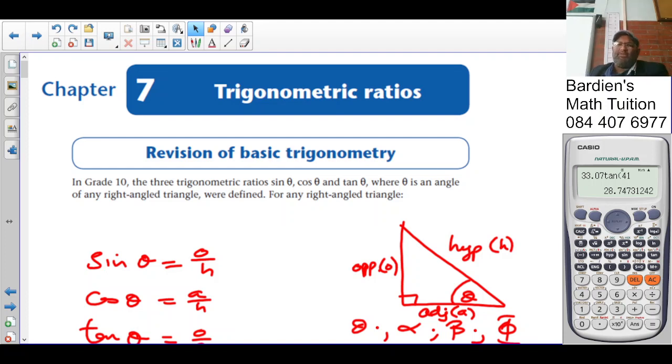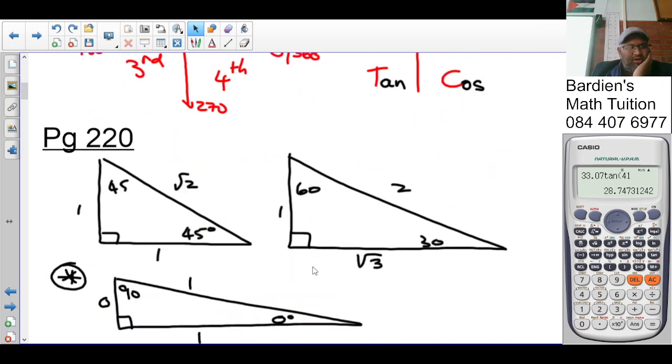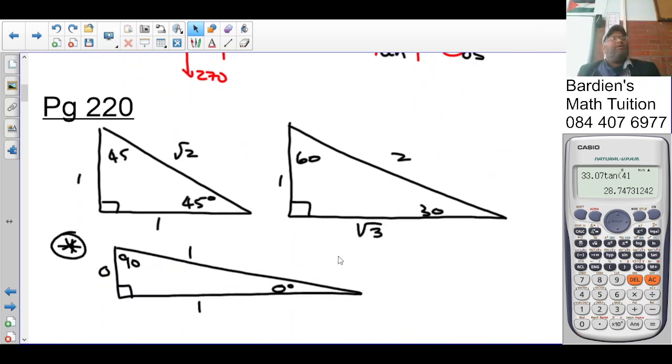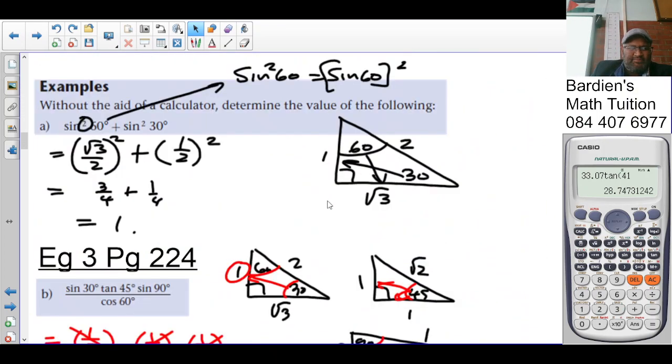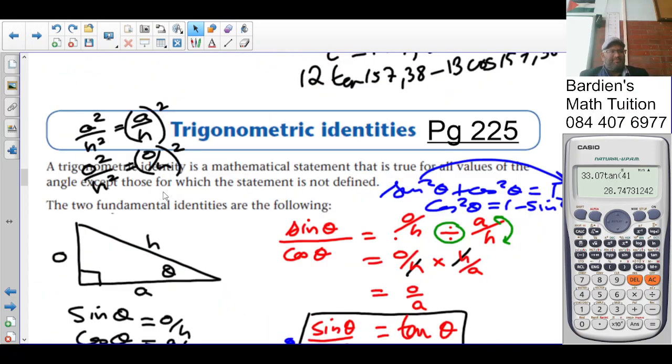Okay, at this point we're busy with trigonometry. I think this is our third lesson. We are busy with trig identities, not so? Your homework was exercise 7.2. You had to do the remainder of the exercise, no?